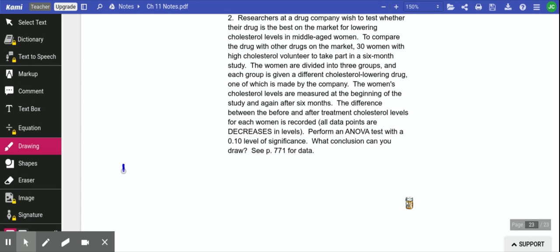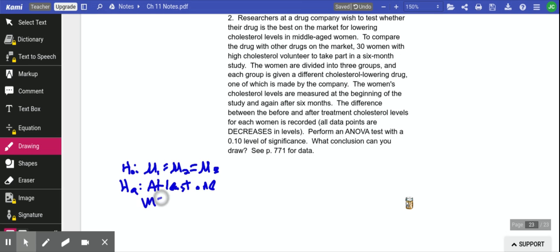So our first step is we are going to write our null hypothesis. We have 3 different groups, so we're going to say that mu1 is equal to mu2 is equal to mu3. And our alternative hypothesis is that at least one mean differs. Handwriting is not going well right now. All right, we are doing an ANOVA test at 0.10.